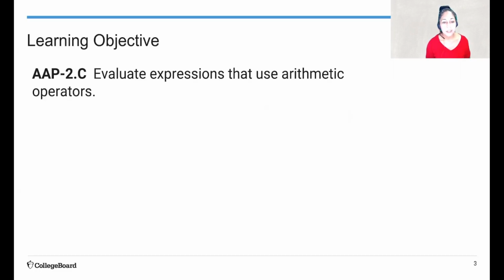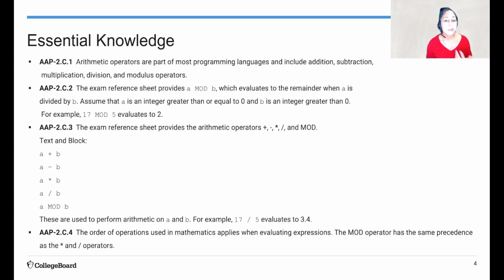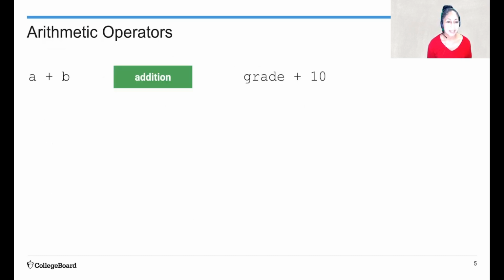So we're going to learn how to evaluate expressions that use these arithmetic operators, focusing on using addition, subtraction, multiplication, division, and a new one, it's probably new to you, the modulus operator. So we're going to look at some examples of that. Some of this is probably going to be like, yeah, I already know that. But just to recap, we have addition, right? Where we use the plus sign in order to indicate addition.